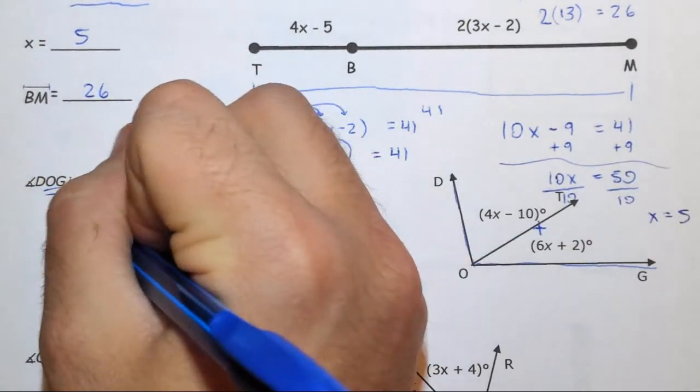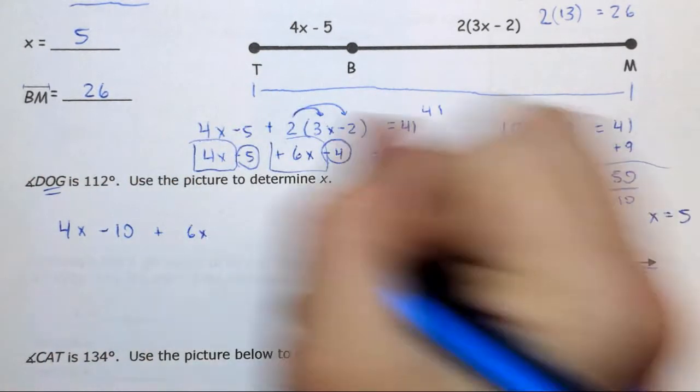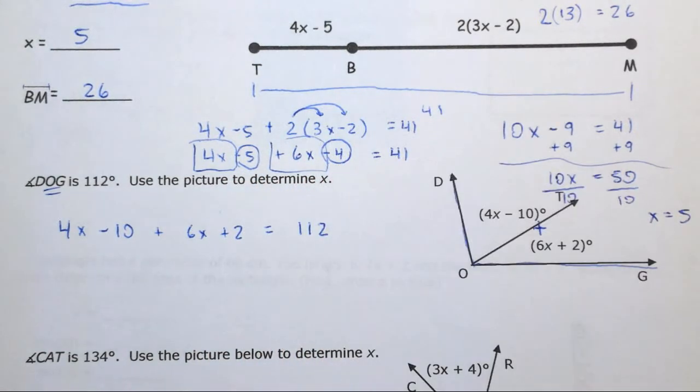4x minus 10 plus 6x plus 2 is equal to 112.